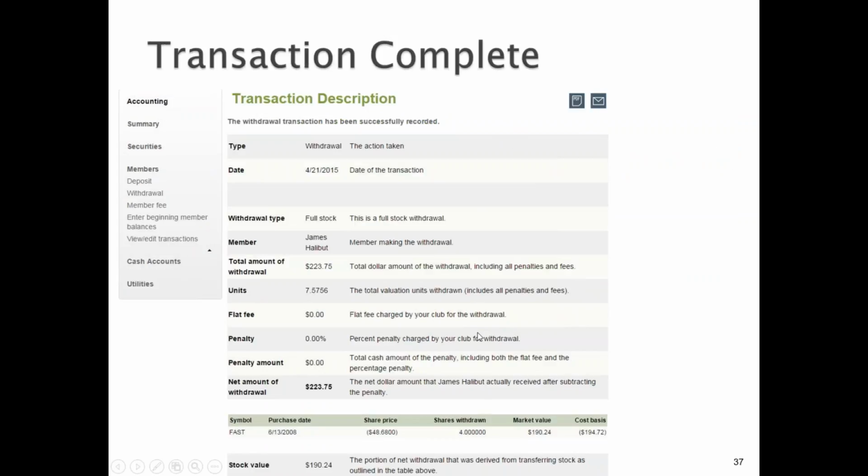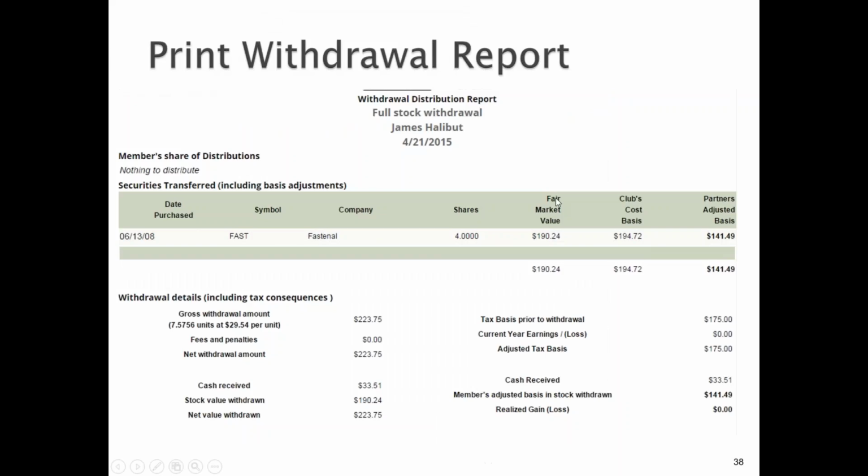We've got a report here, a full report that's got all of the information on it. I will point out up here that you can print a PDF of this screen as well as email it to members of the club or any of the members. It has all the details that you want to see on it. From here we want to print out the withdrawal report. And so that withdrawal report looks like this.